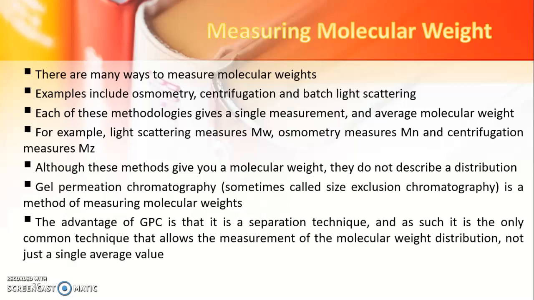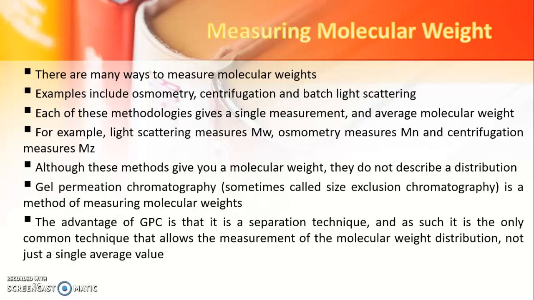Okay, there are many ways to measure molecular weight. Examples include osmometry, centrifugation, and batch light scattering. Each of these methodologies gives a single measurement, an average molecular weight. For example, Mw is measured by light scattering, osmometry measures Mn, and centrifugation measures Mz. So although these methods give you a molecular weight, they do not describe a distribution.